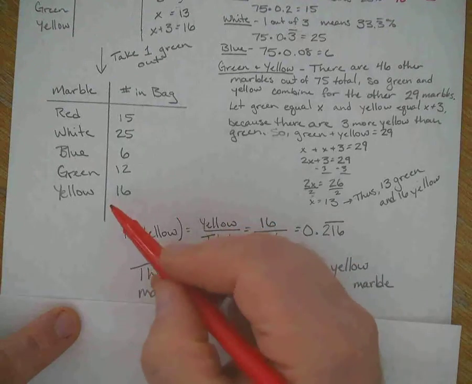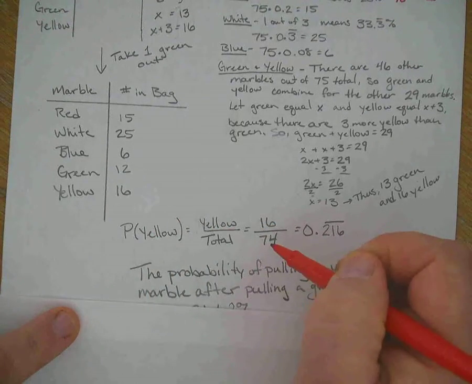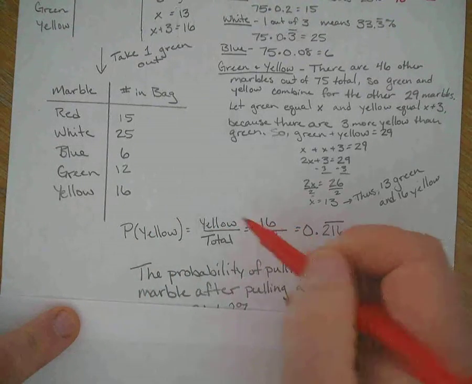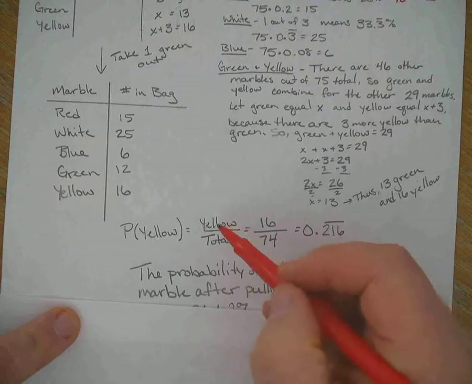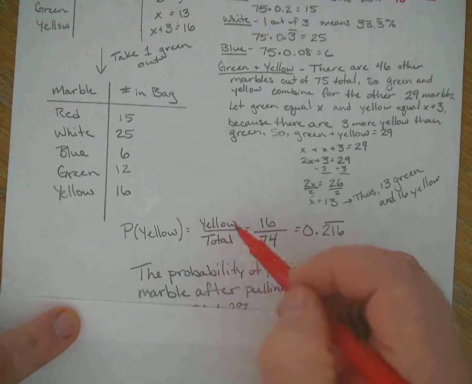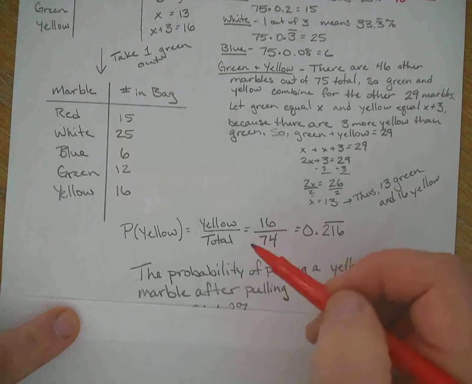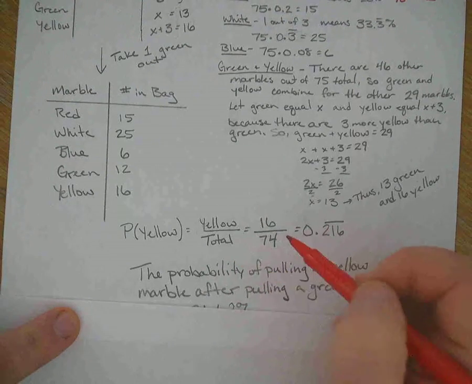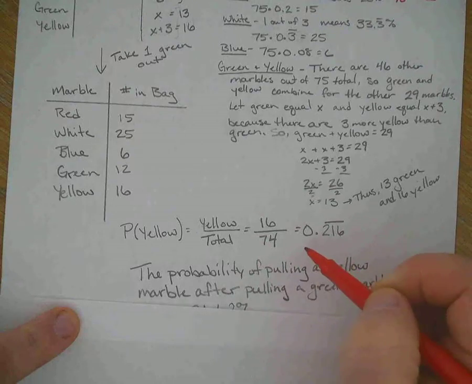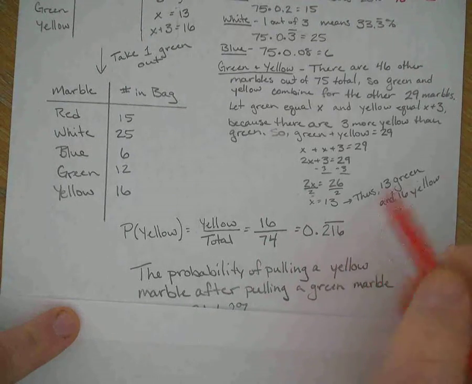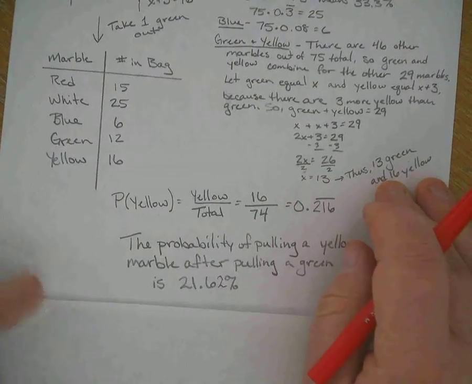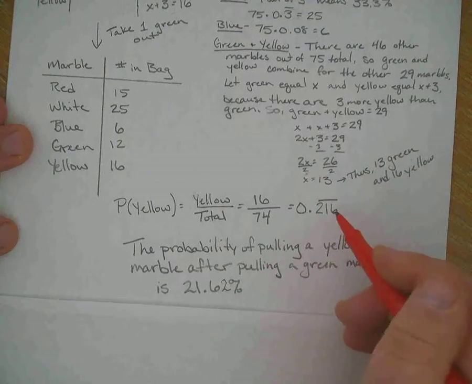I know that there's now 74 marbles. 16 of them are yellow. The way that you figure out probability is you look at the number of winning possibilities. Well, for us to win, we would have to pull a yellow over the total number. Okay, so 16 over 74, I get 0.216 repeating. And then, so that's sort of where I found my answer.